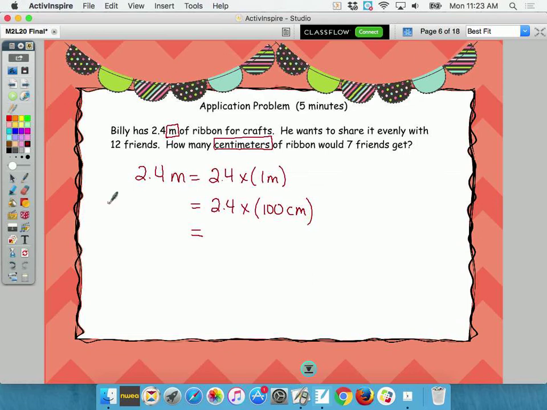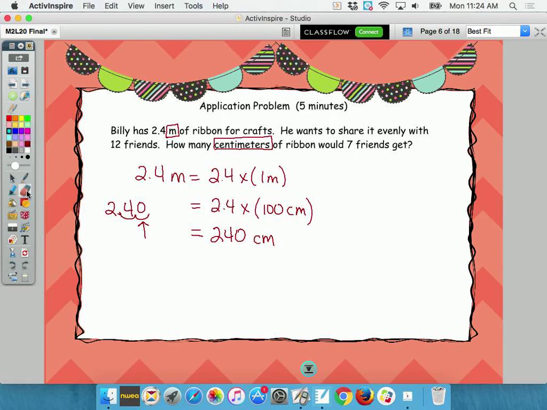Don't add zeros. Okay. Decimal hop. So let me rewrite 2 4/10. How many hops will I need here? How many zeros are on 100? 2. Okay. So how many zeros do I fill in with? 1. So my answer is 240 centimeters. That's how many centimeters we're working with.